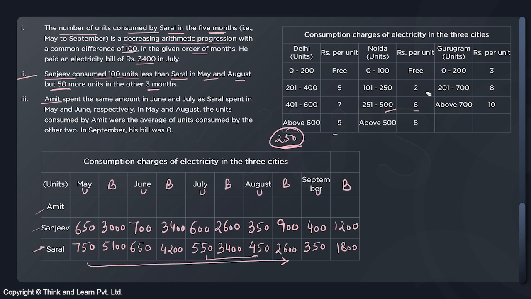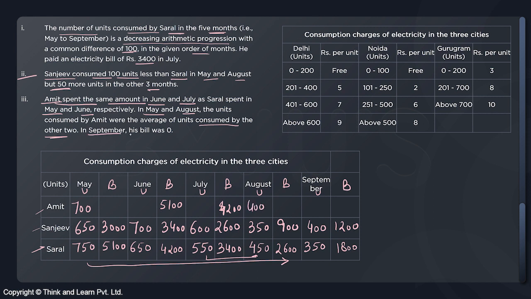About Amit, he said that Amit has spent the same amount in June and July as Saral spent in May and June. So Saral spent in May 1500, so Amit spent in June 1500. In June, Saral spent 4200, so in July, Amit has spent 4200. These are the charges by him. And in May and August, the units consumed by Amit were the average of units consumed by the other two. So in May, it is the average of 650 and 750, that is 700. In August, it is the average of 350 and 450, that is 400.